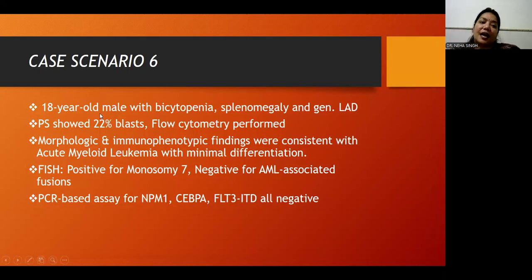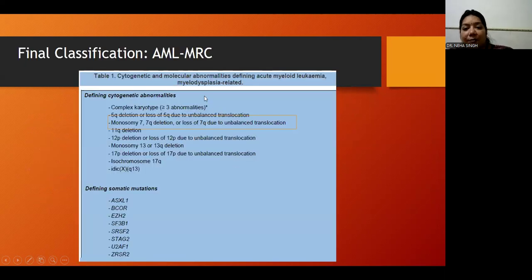The next case is that of an 18-year-old male with bicytopenia and splenomegaly. Your flow is saying this is a case of AML with minimal differentiation. Your FISH shows monosomy 7. It is negative for all the AML associated fusions. Your PCR-based assays are also negative for FLT3-ITD, NPM1, and CEBPA. Now, on the basis of monosomy 7, you can label your AML as AML-MRC, even if these somatic defining mutations are not present.